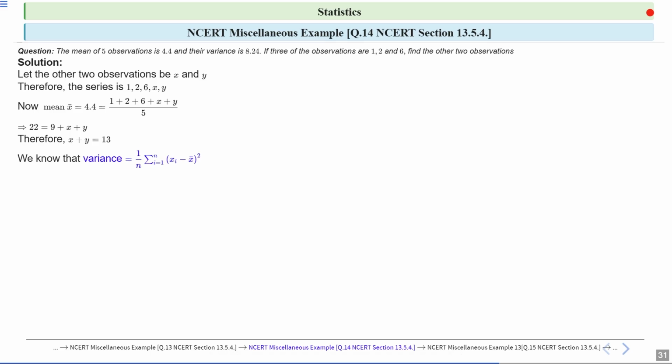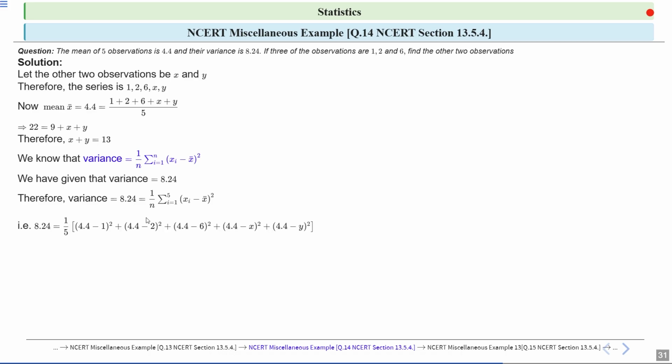And we know the variance equals 1 divided by n times the sum of the squared differences between each observation and the mean. That is 1 divided by n times summation from i equal to 1 to n of xi minus x bar whole squared. And we are given that the variance is equal to 8.24. Therefore, 8.24 equals 1 divided by n summation from i equal to 1 to 5 of xi minus x bar whole square.